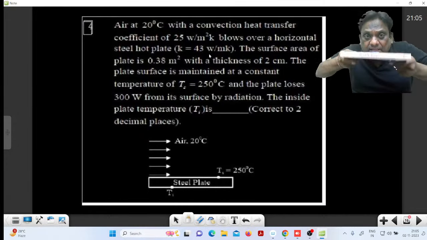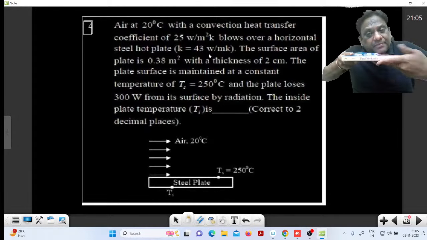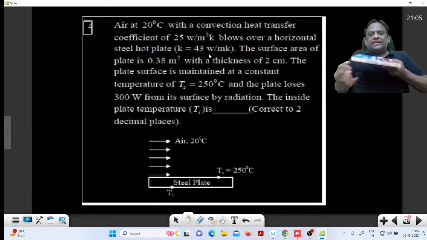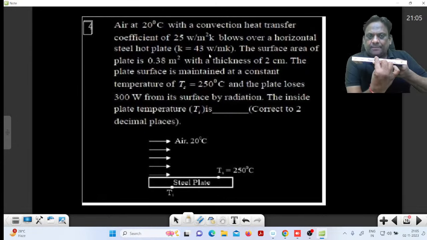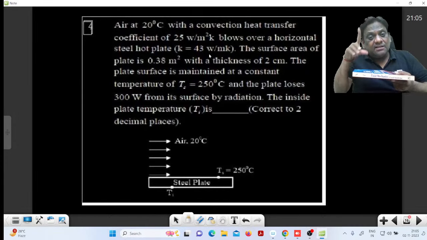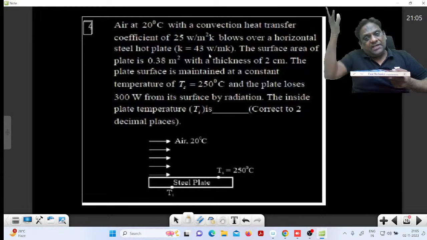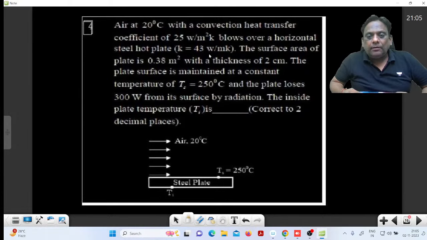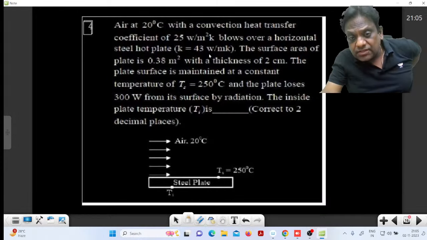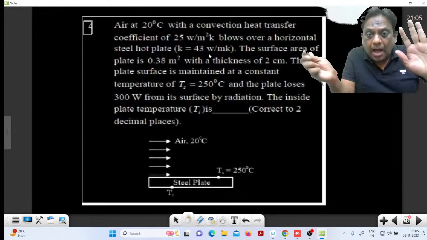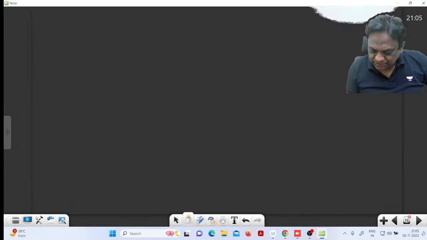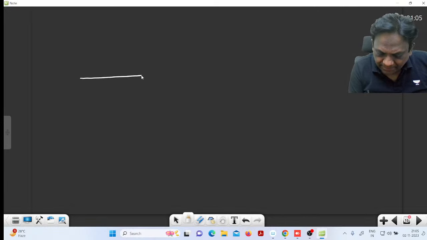And the thermal conductivity of this plate is given. The surface area of the plate is given as 0.38 and the thickness is given as 2 centimeter. The plate surface is maintained at 250 and it loses 300 watt by radiation. Oh my God. It's a very good question, sir. It is a problem which involves 3 modes of heat transfer. First I will explain the question. Let me explain the question. There is a plate.